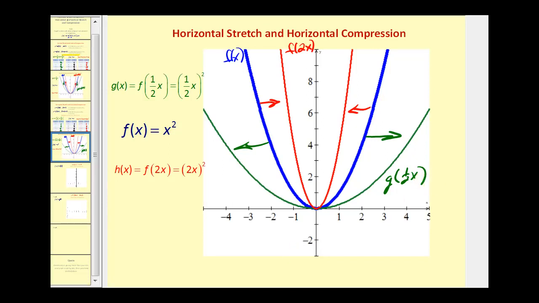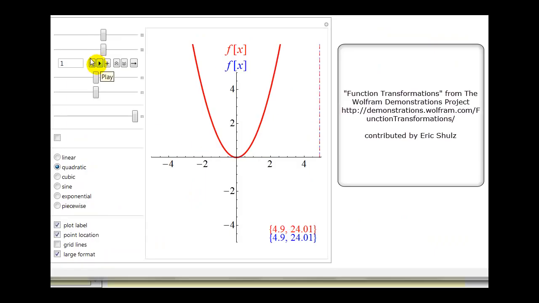Let's take a look at an animation of this as well. So when b is greater than 1, we have a horizontal compression, as we see here. And when b is between 0 and 1, we have a horizontal stretch, as we see here.